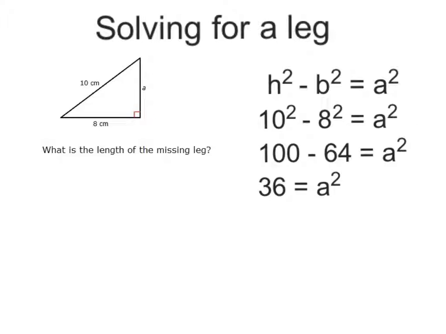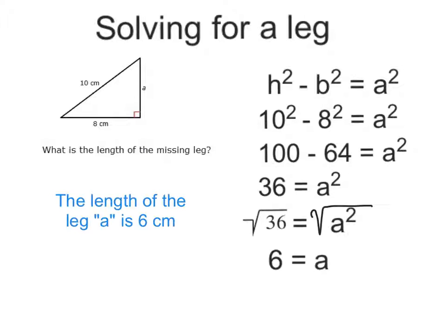So now we've filled in the information that we know from our picture. The hypotenuse length is 10 centimeters and the length of the base is 8 centimeters. 10 squared is 100. 8 squared is 64, and 100 take away 64 equals 36. So the side length A squared is equal to 36 centimeters.